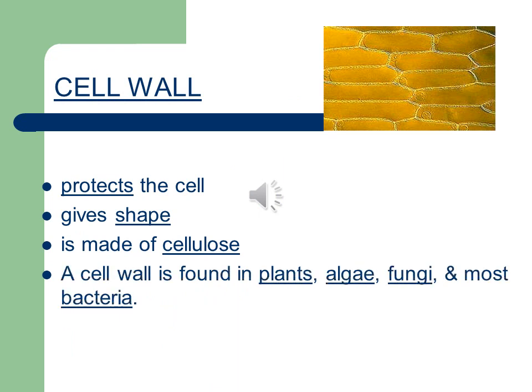Now we will look at the cell wall. The cell wall protects the cell, gives it shape and rigidity, and in plants it is made of cellulose. A cell wall is found in plants, algae, fungi, and bacteria.